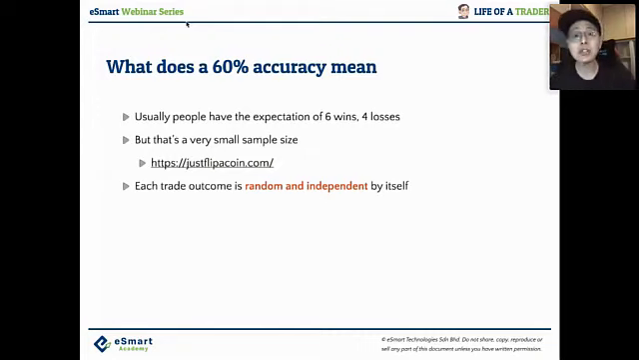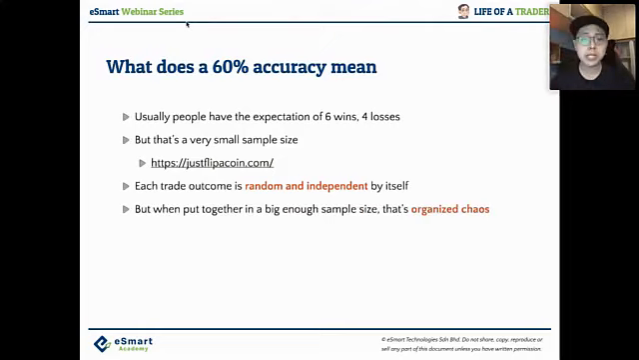The last trade that you take, whatever the outcome is, is not going to affect your next trade. So if the last trade is a losing trade, it doesn't mean that this trade is going to be winning or losing. There's no relevance to it. That is independent. Every trade is random. If you put them together in a big enough sample size, that occurrence will become an organized chaos.